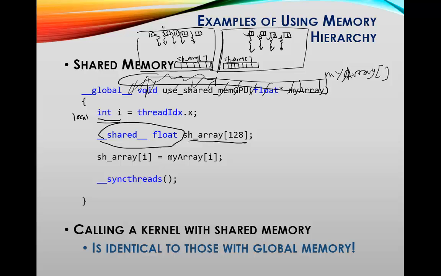So the idea is, if you have local memory, each thread will have a copy of that variable. If you have a variable as shared memory, then that chunk of shared memory is accessible to all of the threads within each block. And if you have global memory, every thread from every block in your kernel will have access to the global memory.